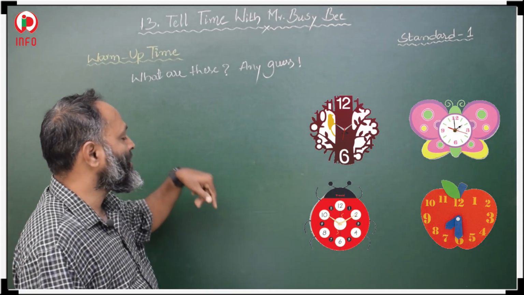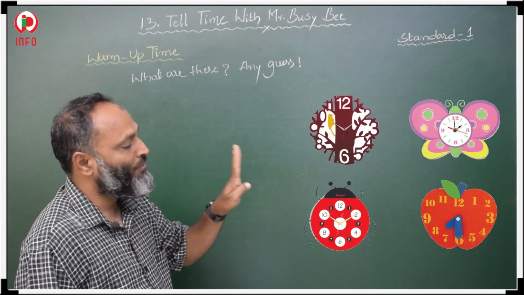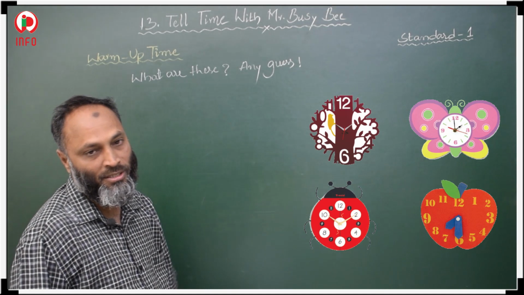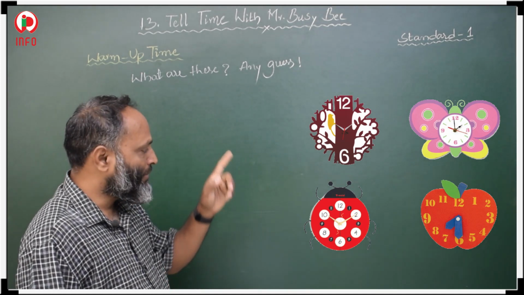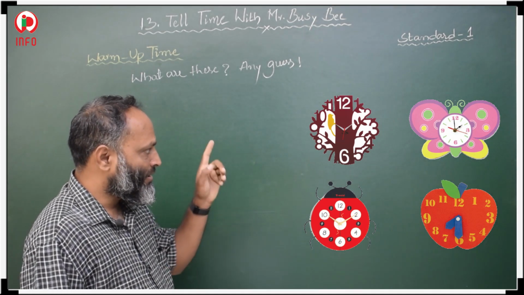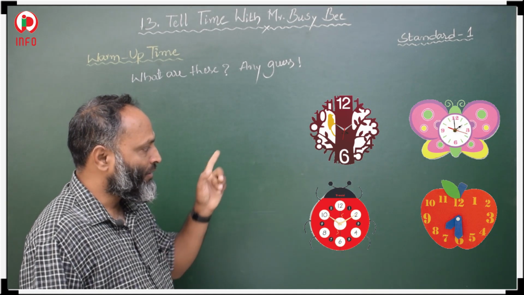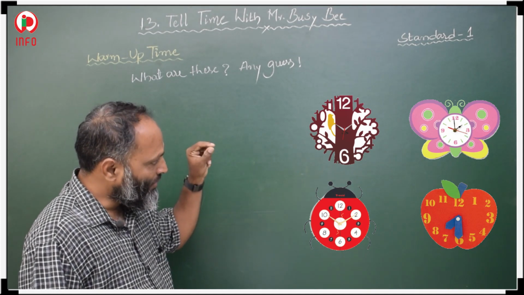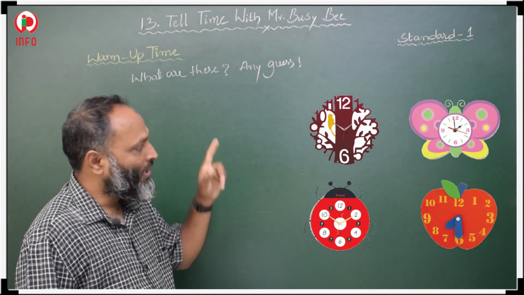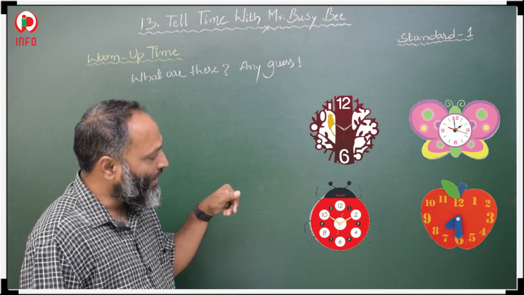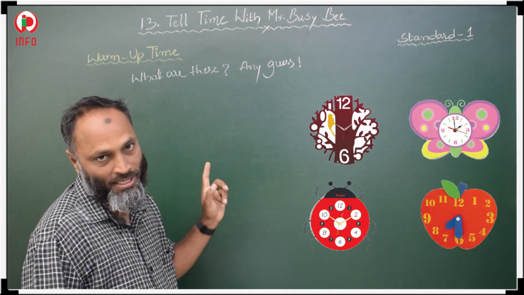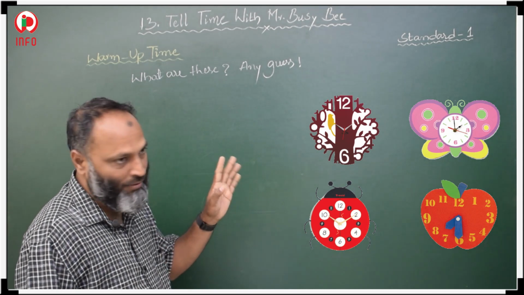So, what is our guess? Our guess is all these four pictures are clocks. Numbers are also given inside: 12, 1, 2, 3, 4, 5. Once you see carefully, you can find all the things, the small hand and big hand and numbers inside.